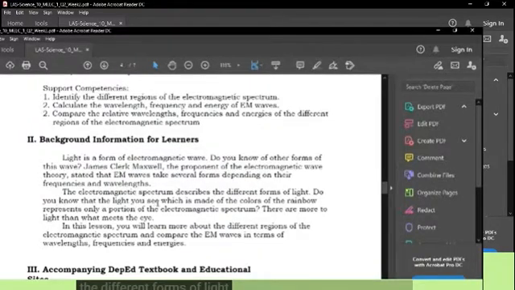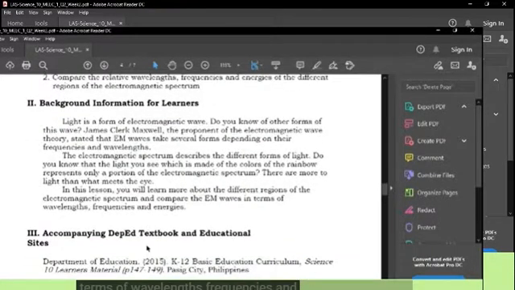So do you know that the light you see, which is made of the colors of the rainbow, represents only a portion of the electromagnetic spectrum? Well, there is more to light than what meets the eye. In this lesson, you will learn more about the different regions of the electromagnetic spectrum and compare the EM waves in terms of wavelengths, frequencies, and energies.